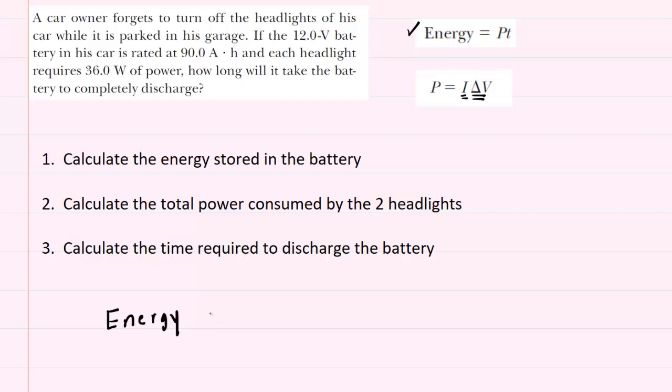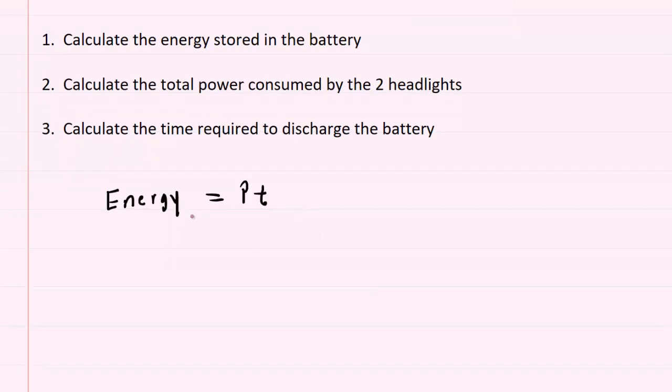So again, energy is equal to power multiplied by time, but we're going to substitute for power the expression I times delta V. So we'll rewrite this equation as energy equals, and then for power we will have I multiplied by delta V, and then multiplied by the time.